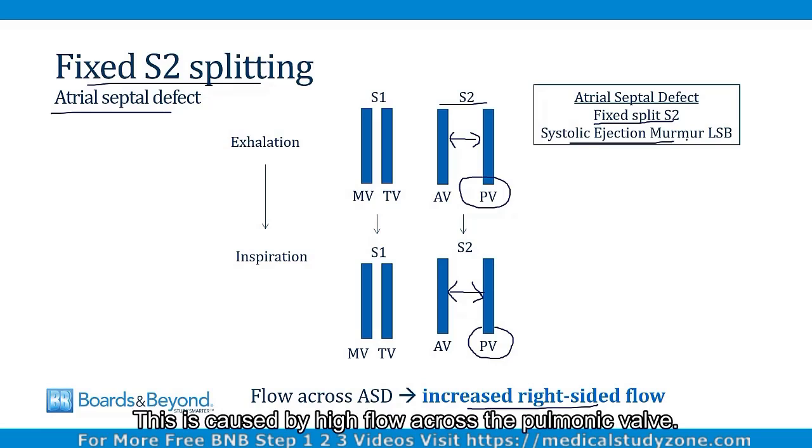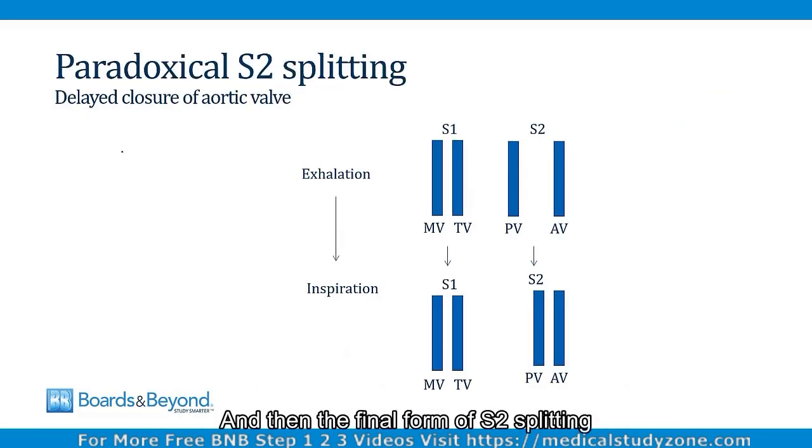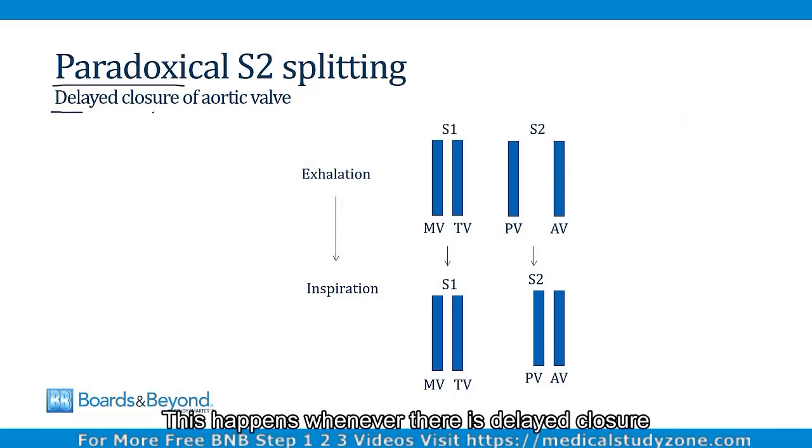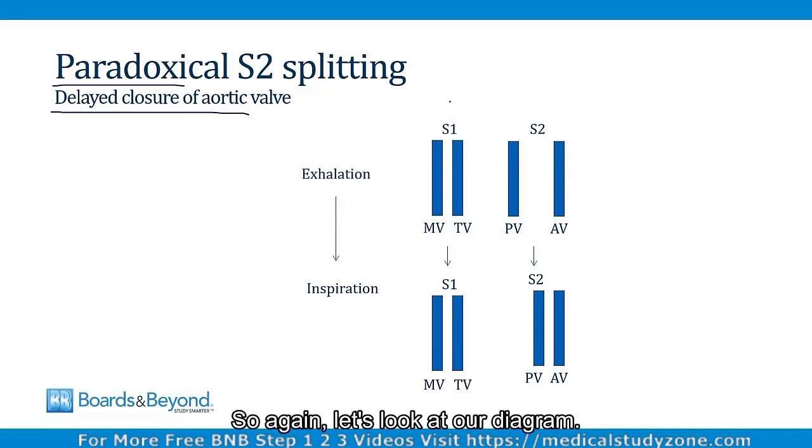This is caused by high flow across the pulmonic valve. And then the final form of S2 splitting is called paradoxical. This happens whenever there is delayed closure of the aortic valve. So again, let's look at our diagram.